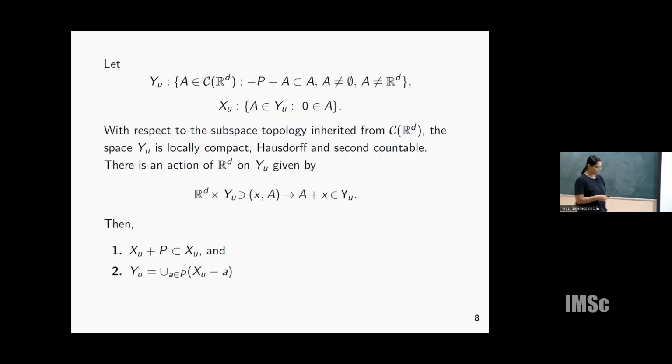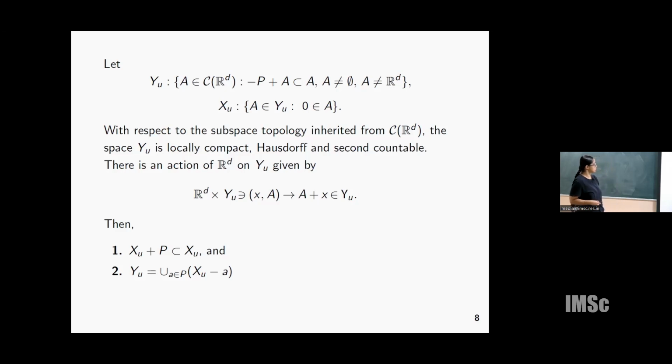So we look at a subset of C of R^d, which is Y_U. It is the set of all closed subsets A in R^d such that minus P plus A is in A. It is closed under the addition by minus P, and they are non-empty and proper. And we consider a subset of Y_U, which we call X_U. It is the set of all A in Y_U such that 0 is in A.